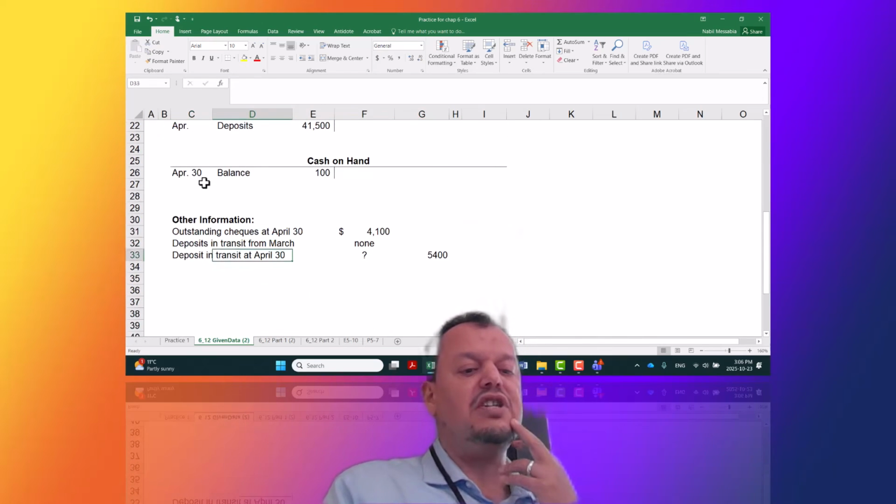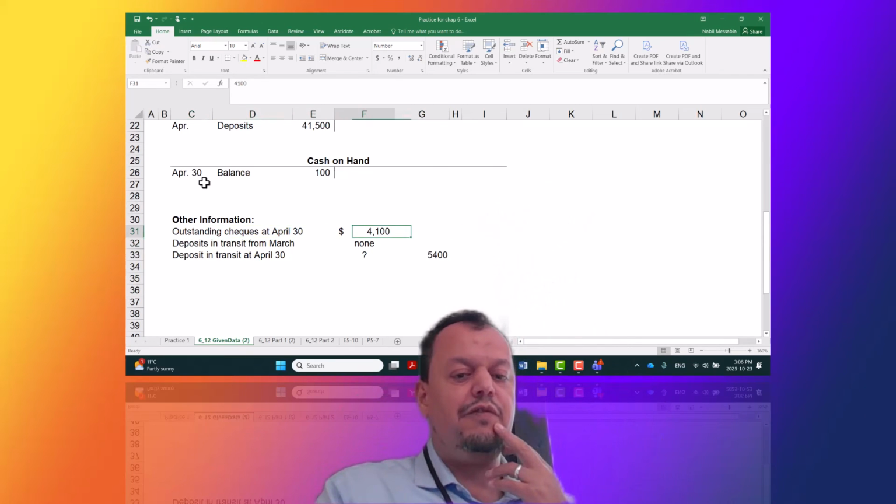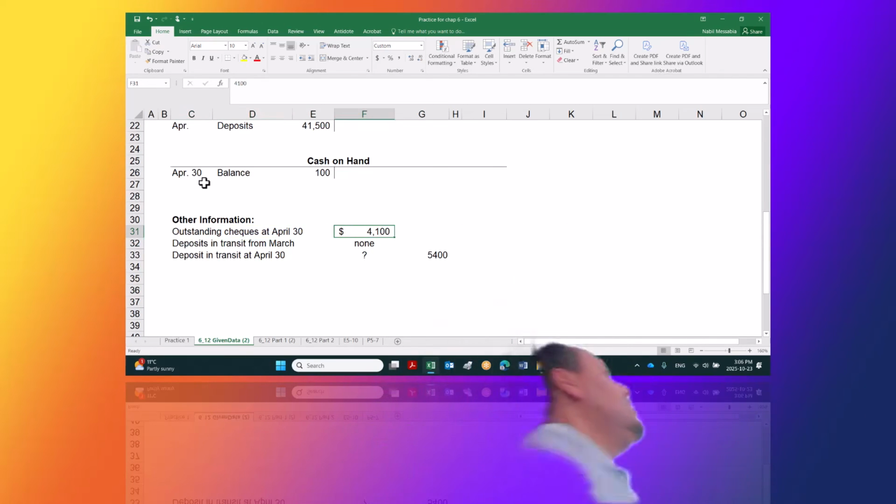And other information, outstanding checks at April 30, $4,100. What is this? What is the $4,100? What does it mean, outstanding checks?